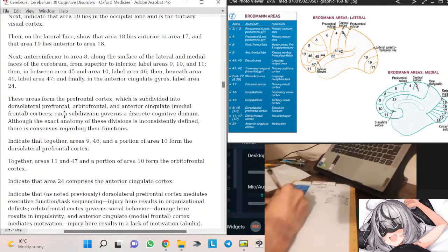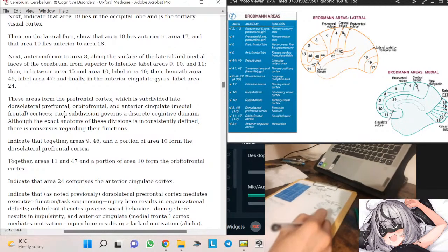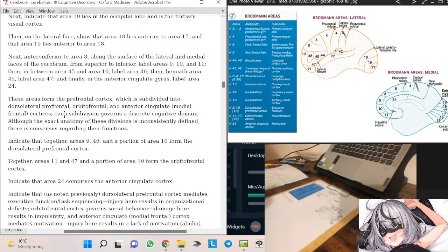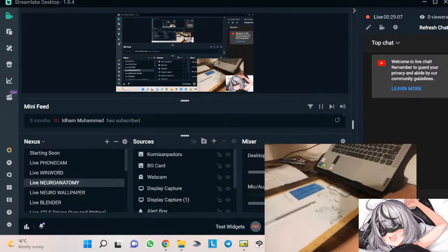Brodmann areas. It may be too early to say this, but I think this is the main course of the book. Body.